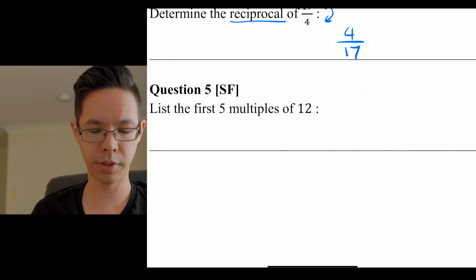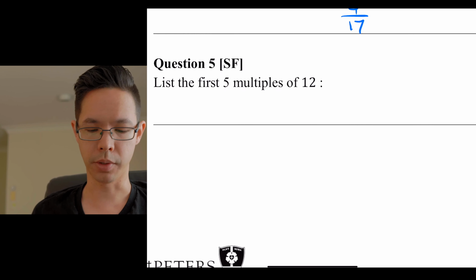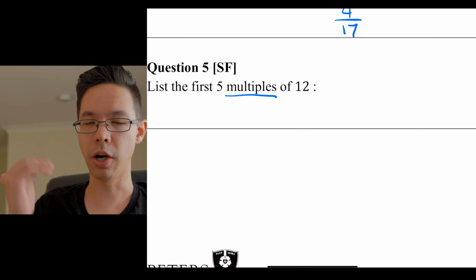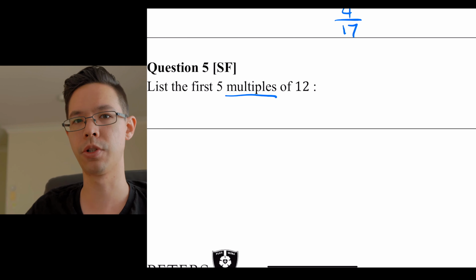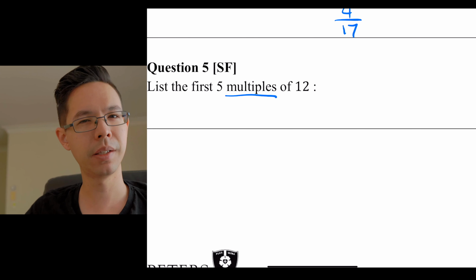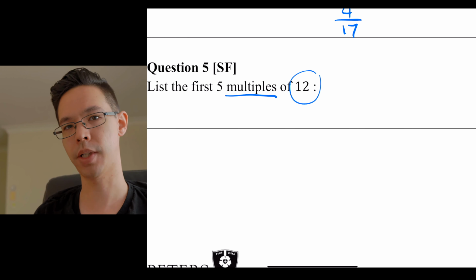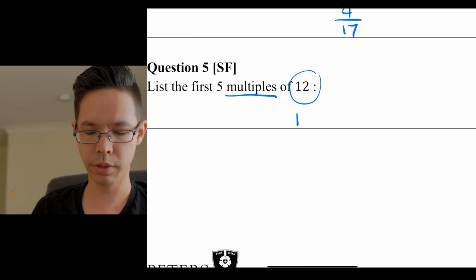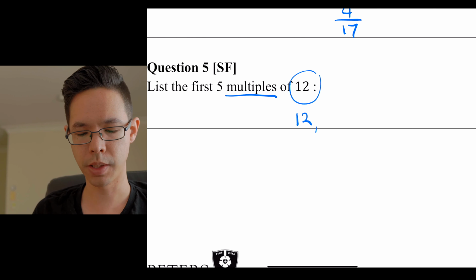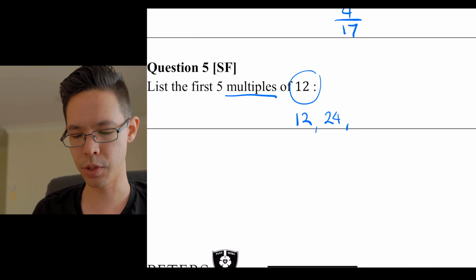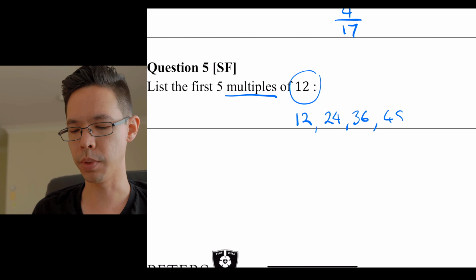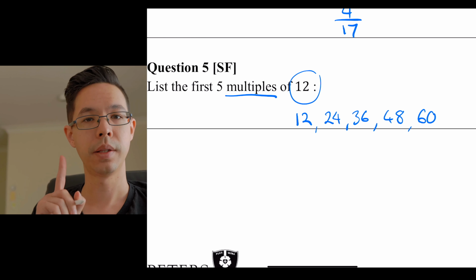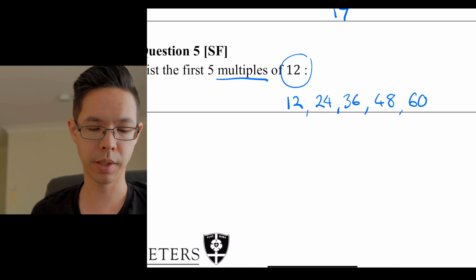Question 5. List the first 5 multiples of 12. Okay, this one we're dealing with multiples. A multiple is a whole number multiplied against the original number. So we're looking for basically the 12 times tables, and we want to pick the first 5. So 1 times 12, 2 times 12, 3 times 12, 4 times 12, and of course 5 times 12.